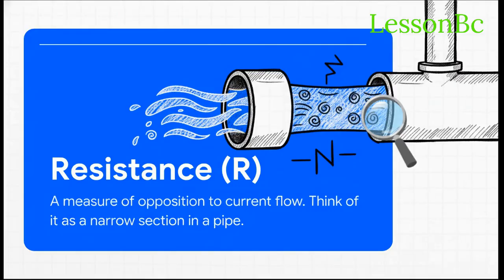And finally, there's the third piece of the puzzle, resistance, R. Resistance is basically anything that gets in the way of the current and slows it down. Imagine a narrow, pinched section in that water pipe. It's going to restrict the flow, right? That's exactly what resistance does. Every light bulb, every motor, everything has some resistance.